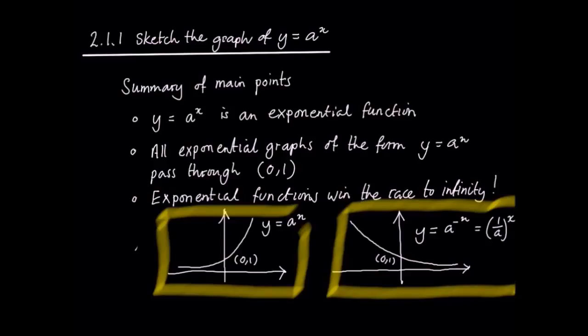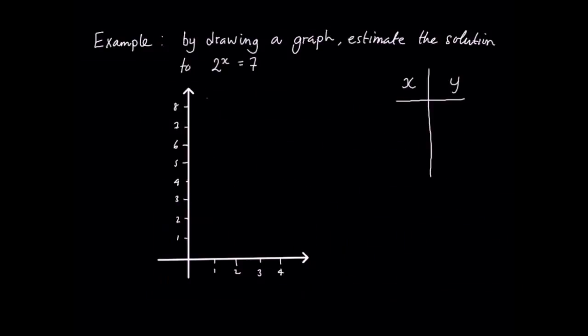As we mentioned at the end of the animation, we sometimes want to solve an equation of the form a to the x equals some number. So let's have a look at how we can estimate the solution using a graphical method. What we're going to do is draw a graph to estimate the solution to 2 to the x equals 7. You won't be asked to do this in any assessment, but it's useful to know how to do this. In fact, we'll look at how we solve this type of problem using logarithms a little bit later in the lecture. Alright, so what we'll do to start with is draw up a table of values.